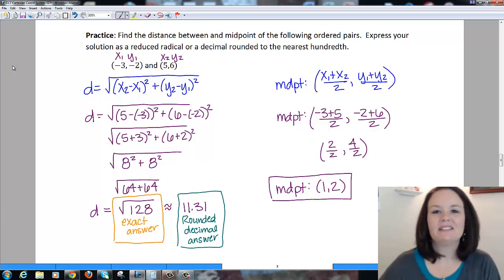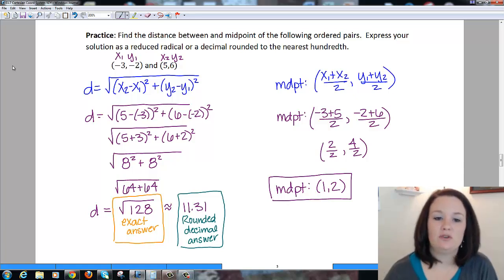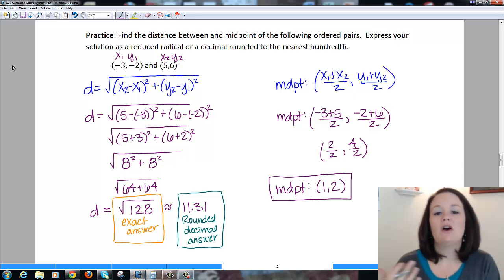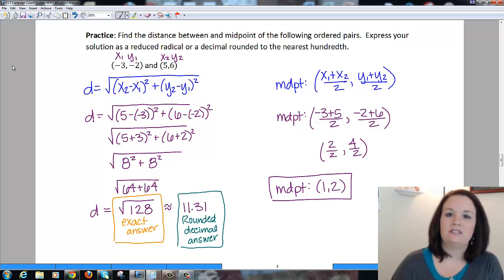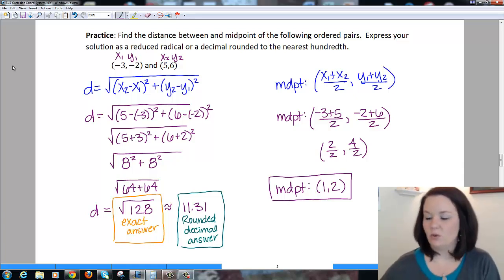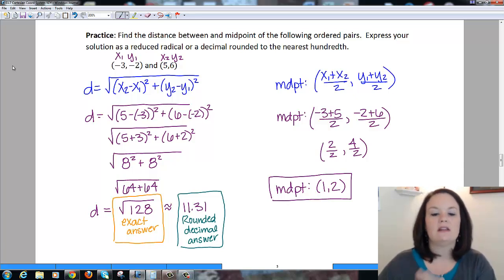All right, so on this practice one, we're finding the distance and the midpoint. The distance, we have our formula, so we do our second x minus our first, square that, add it to our second y minus our first, and square that. Notice with double negatives, it becomes positive. So I end up with the square root of 64 plus 64, which is the square root of 128. That is our exact answer. Since it doesn't simplify to equaling a perfect square, we don't have to reduce the radical or anything. We just leave it as the square root of 128 for our exact answer.